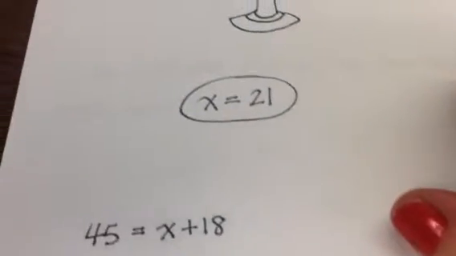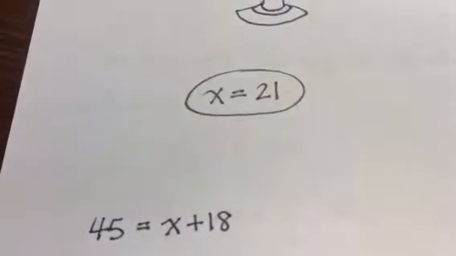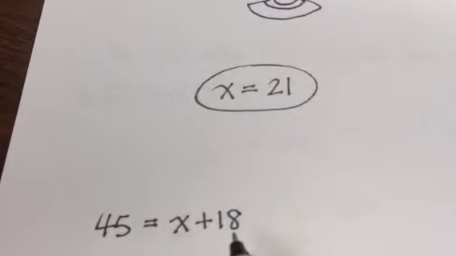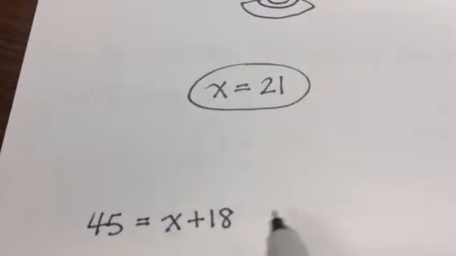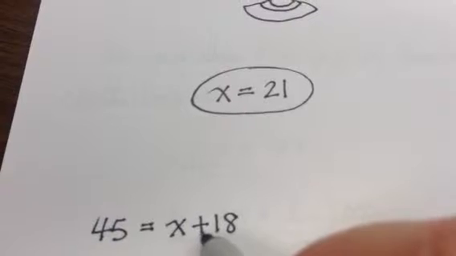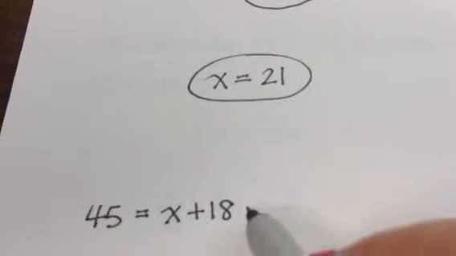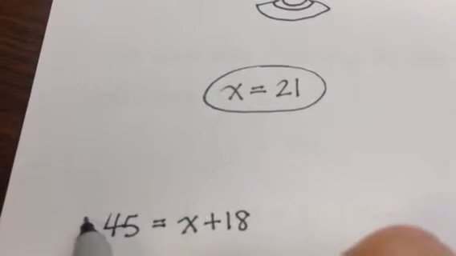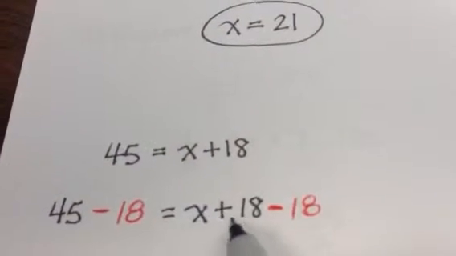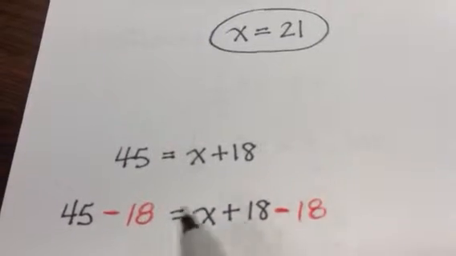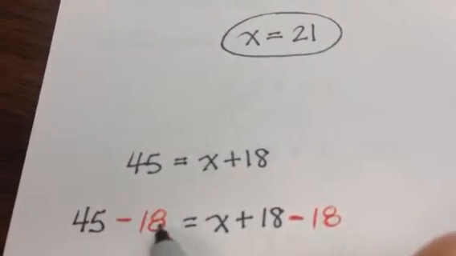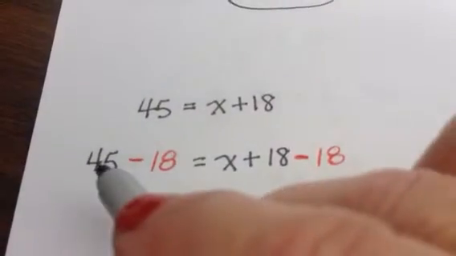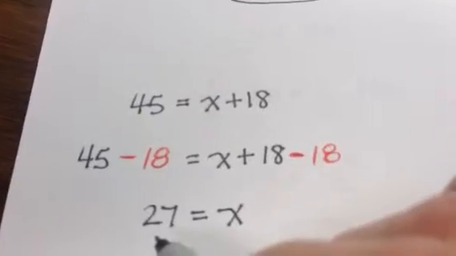Now, sometimes they're going to just try to trick you. They're going to put the equal sign on the wrong side. So we have 45 equals x plus 18. How do I get rid of that 18? Well, I'm going to subtract 18, right? Because I'm adding it here, so I'm going to do the opposite. But whatever I do to one side of the equal sign, I must do to the other side of the equal sign. So x plus 18 minus 18 is the same as 45 minus 18. Now I've just gotten rid of this, so I've isolated my x, so x equals 45 minus 18, which is 27.